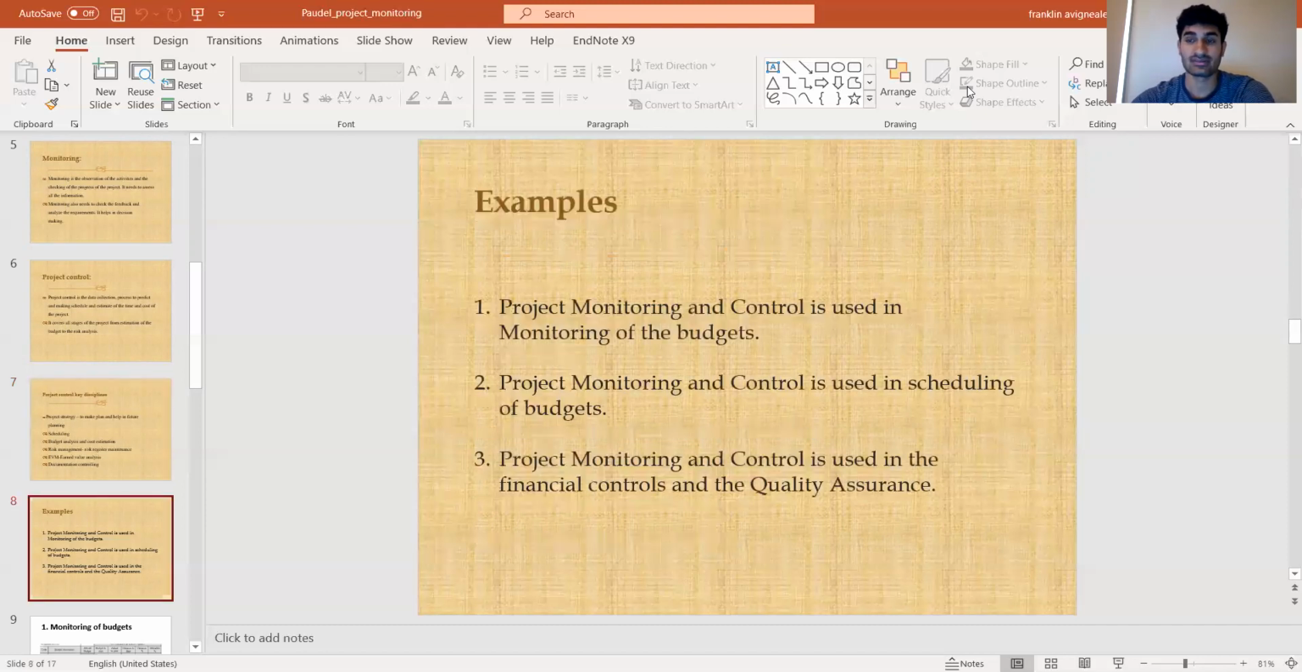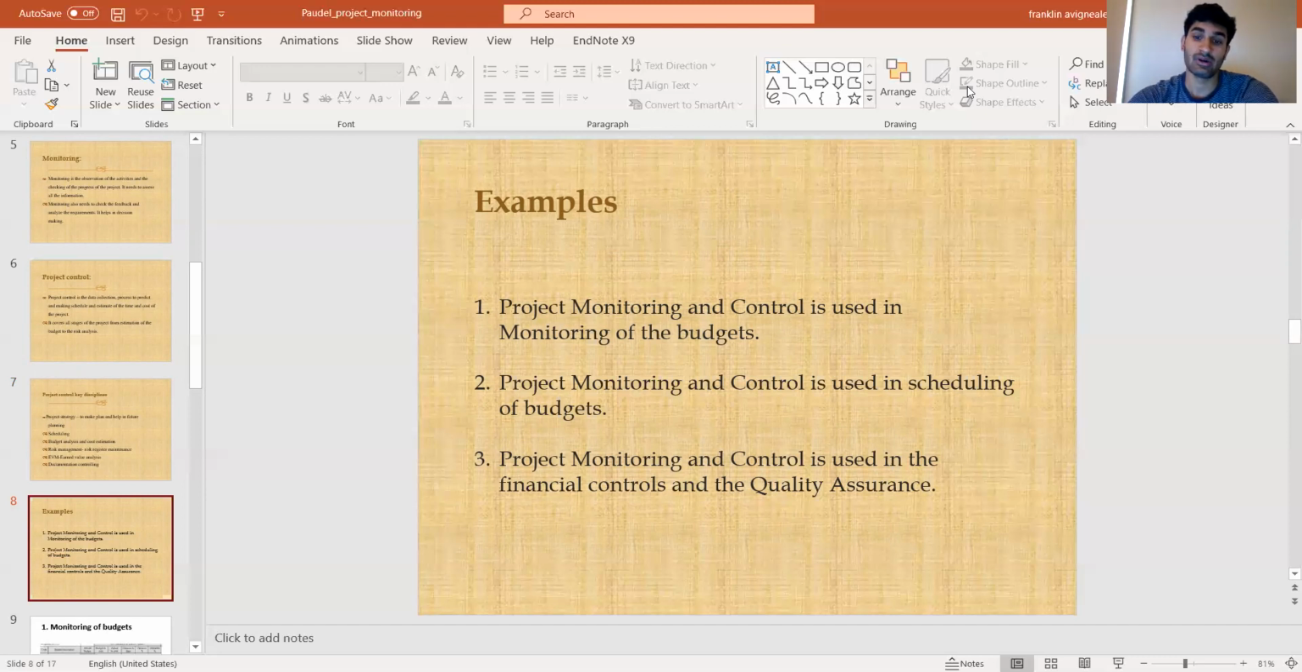There are some examples that define monitoring and controlling of a project. The first one is about monitoring of the budget, where the budget is spent and in what sector. So it helps in monitoring of those things. The second example is about scheduling a budget. In which month, how much money we have to give to contractors or the project management team. So that helps in scheduling a budget in a certain time interval.